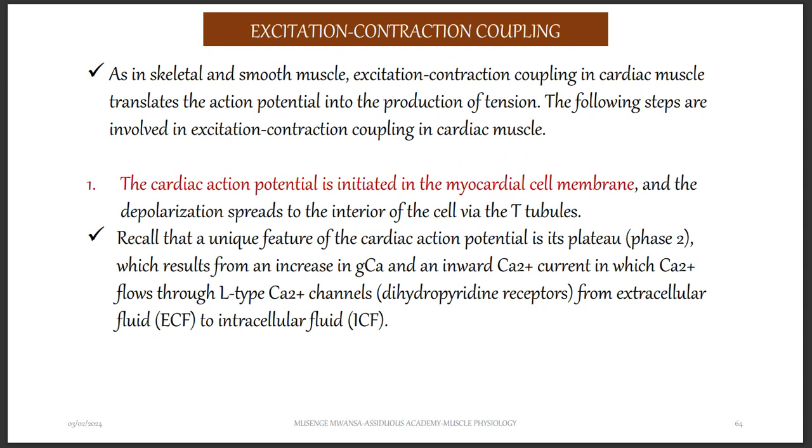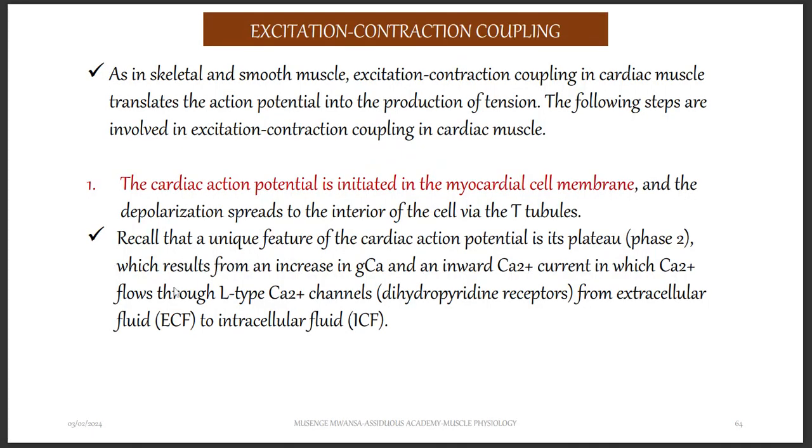So you first had an action potential. That action potential caused the release of acetylcholine and these others, and then that acetylcholine had to bind to the receptors, and that caused a depolarization that spread via the T tubules, and that is what led to the release of calcium from SERCA.